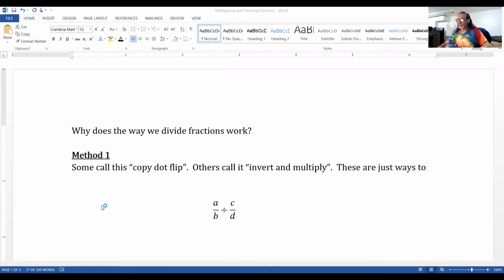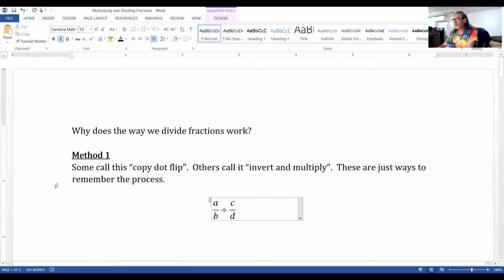All right, I'm going to be showing two methods here. The first one, I learned it as invert and multiply, where you take this second fraction, you flip it over and multiply. In other words, you're multiplying the first fraction by the reciprocal, also known as the multiplicative inverse of the second. But these are just ways of remembering the name, remembering the process, and it's not explaining why it works.